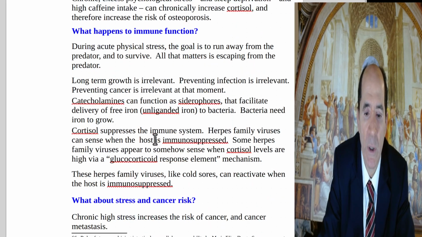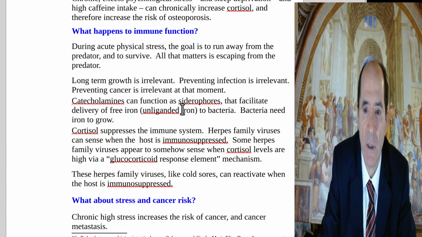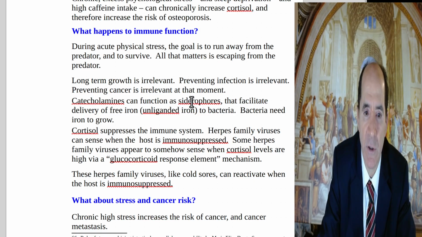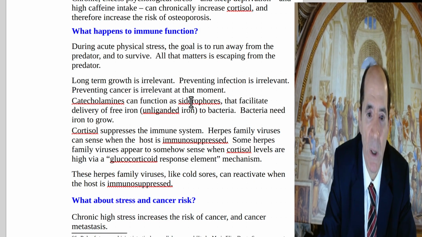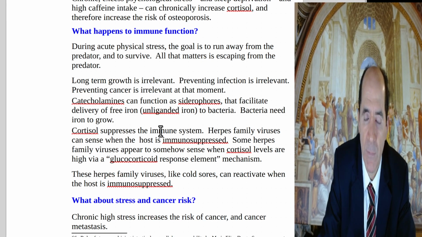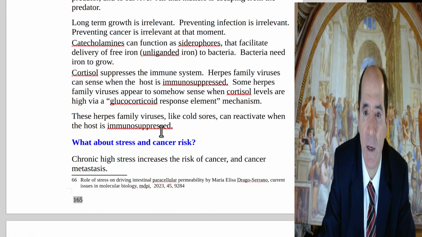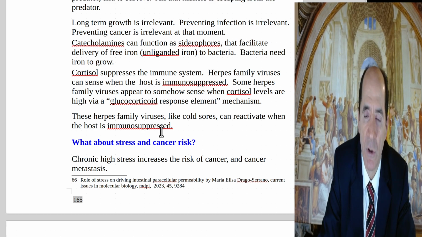I know another weird little thing is catecholamines can function as siderophores. Sidero means iron, phore, transport, so it can transport iron even into bacteria sitting around in the blood, so it'll actually increase the risk of an infection in the blood. Not good. Okay. Elevated chronic high cortisol suppressing the immune system can actually cause reactivation of viruses like herpes viruses.